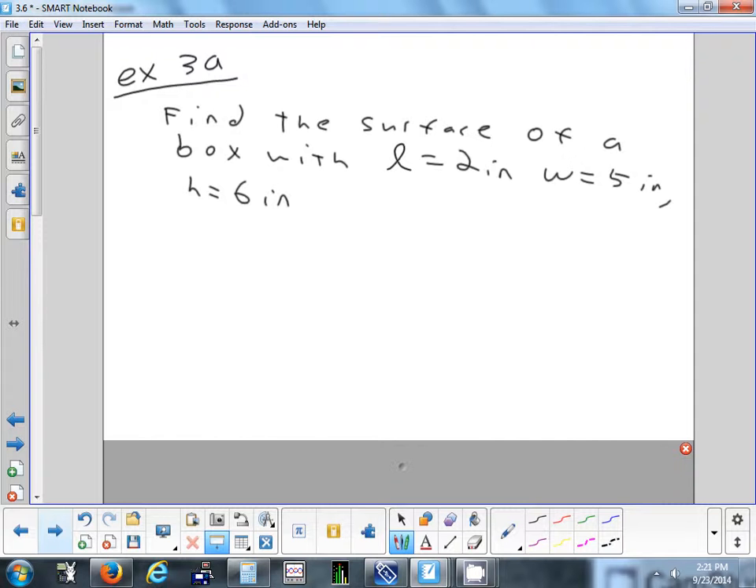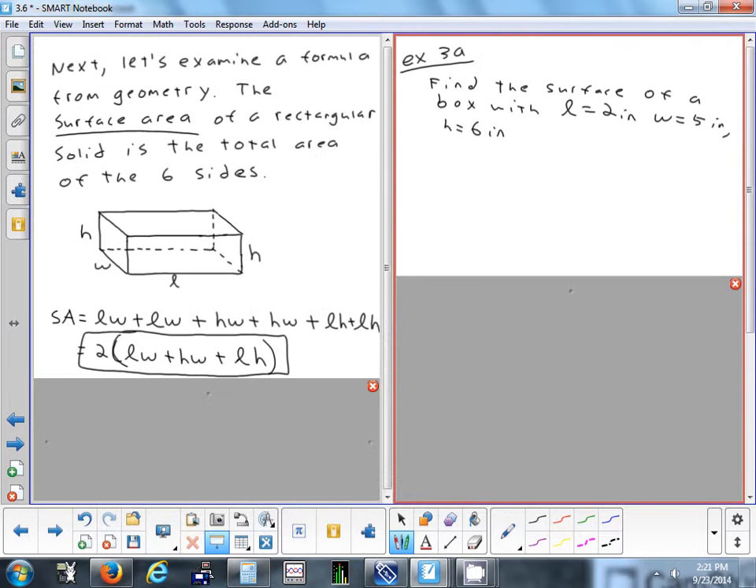So this question says find the surface area of a box, using that formula I just gave you, where the length is 2, the width is 5, and the height is 6. Technically, length, width, and height are on one side of the equation, and surface area is on the other. So there's actually 4 things in this equation. That's example 3A. I'm giving you length, width, and height, and we're going to find the surface area. That's the formula we need to follow? Yep.